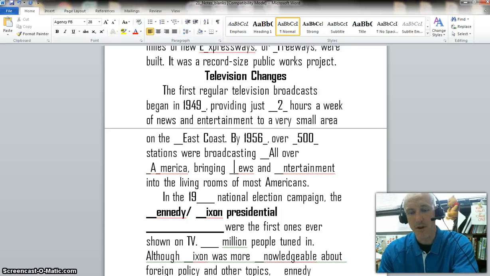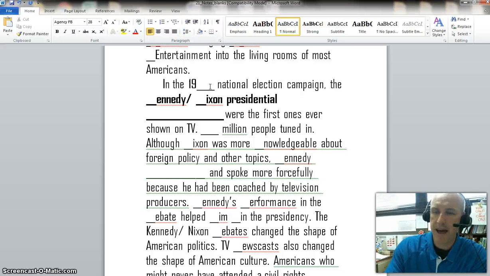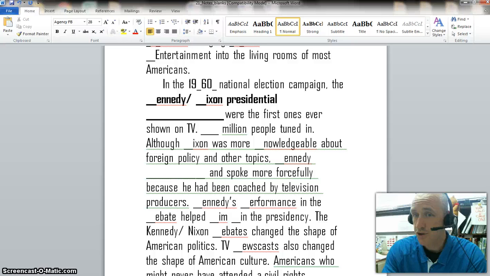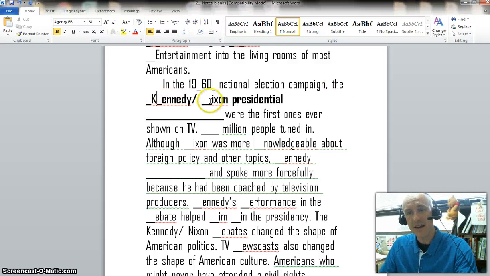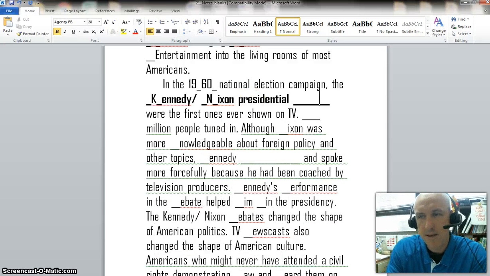All right, bringing news and entertainment into the living rooms of most Americans. That's amazing. All right, so now let's see an impact of TV in our politics. Watch this. The year is 1960. You should know who's going to be president, who's going to win this, but watch this. In 1960, national election campaigns, all right, we have the Kennedy-Nixon presidential debates.